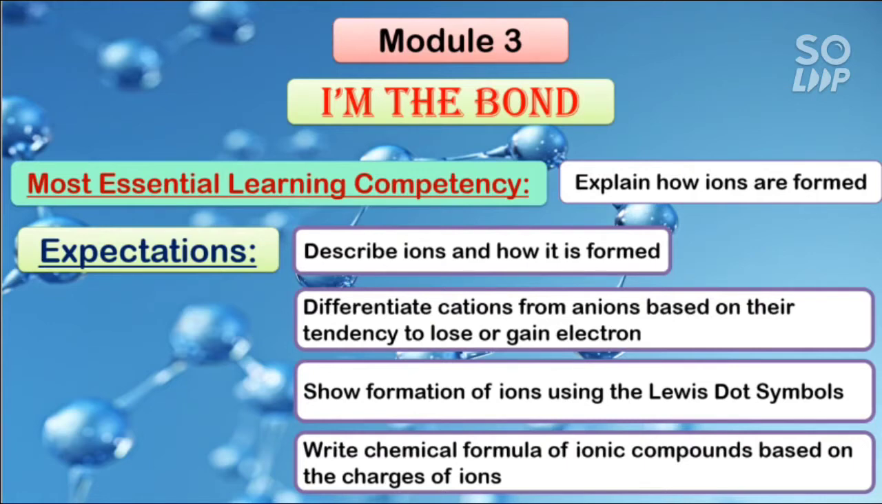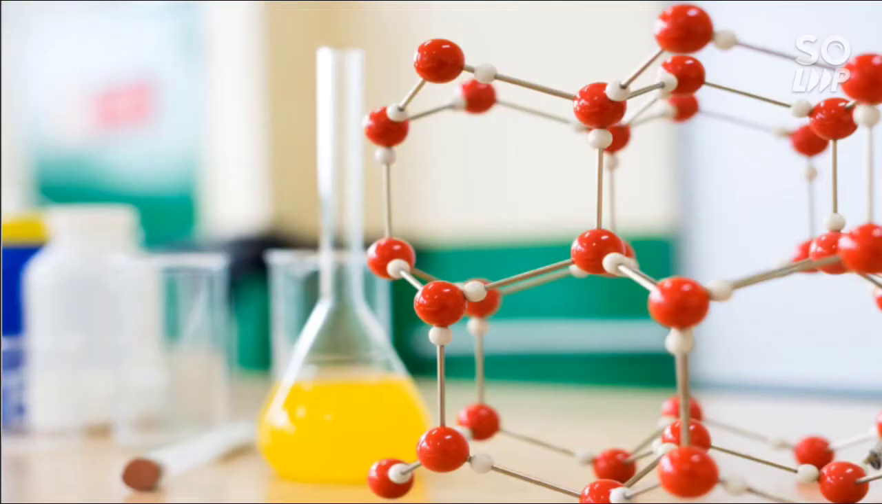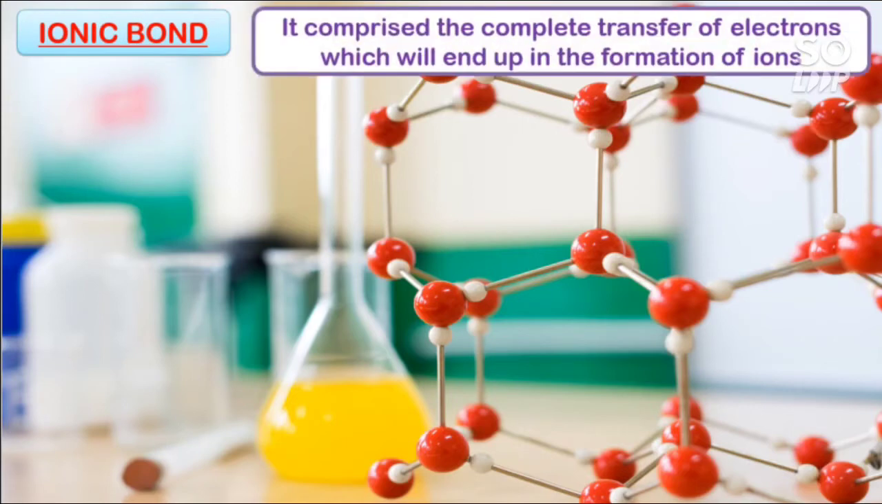So this lesson is anchored on the division-made module from SDO Caloocan. As I said in our previous discussion, there are ionic and covalent bonds. But as of this moment, let's focus our attention on ionic bonding. What is an ionic bond? An ionic bond comprises the complete transfer of electrons, which will end up in the formation of ions. There are certain steps to follow in showing the so-called transfer of electrons from one element to another one.